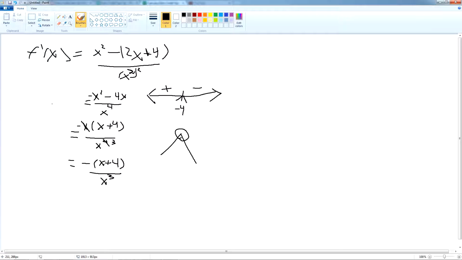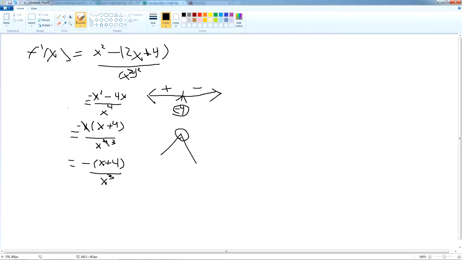You can take an x out, so you have x times quantity x plus 4 over x to the 4th. You can cross out an x, making it x cubed, so you have negative quantity x plus 4 over x cubed. So you have negative 4 as a critical point here.